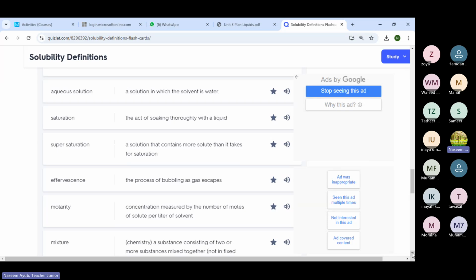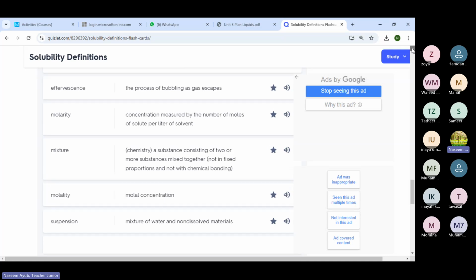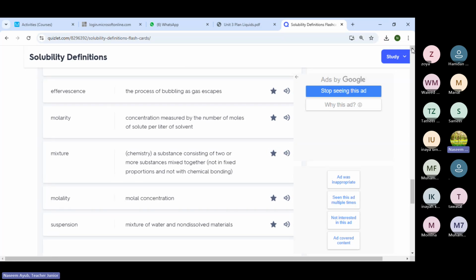Then a new term for you is effervescence. What is this? The process of bubbling as gas escapes. We also need to talk about this term today. Okay, and molarity. I got these two terms from your curriculum, but basically they were not used in your book. So we are going to talk in detail about what this process is.